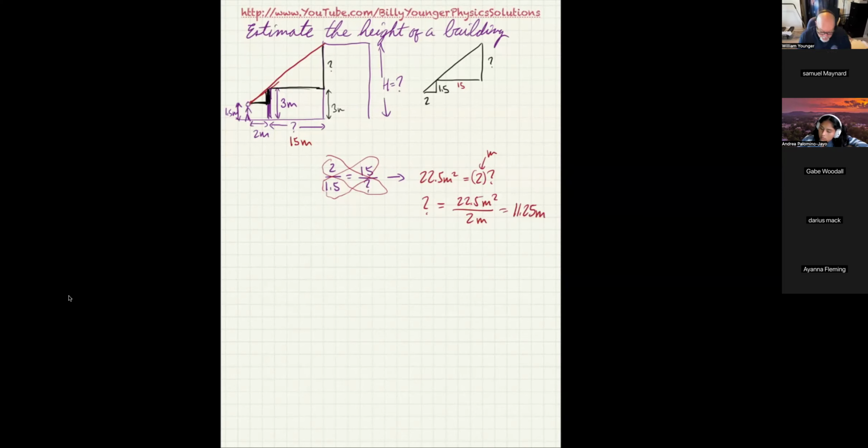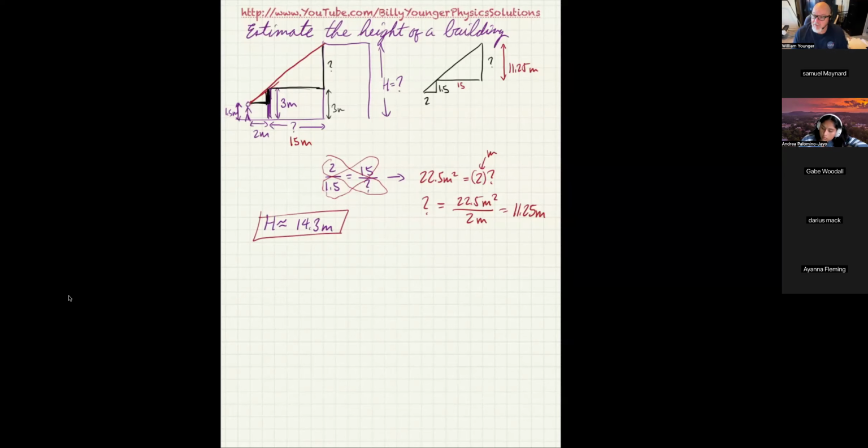meters. So I now know that this height is 11.25 meters roughly. We're going to do all this in one sig fig in a second. But now to find the height of the building, I actually need to add the 3 meters to it. So I'm going to say H is approximately 3 meters plus 11.25, approximately 14.3 meters. And that's a way of approximating the height of a building.